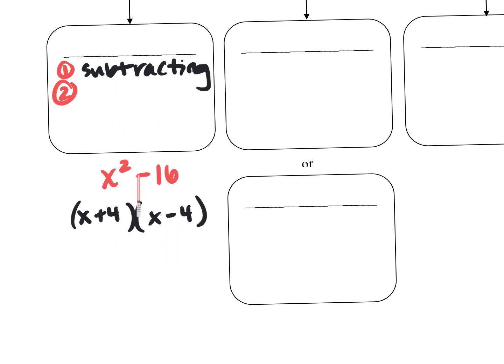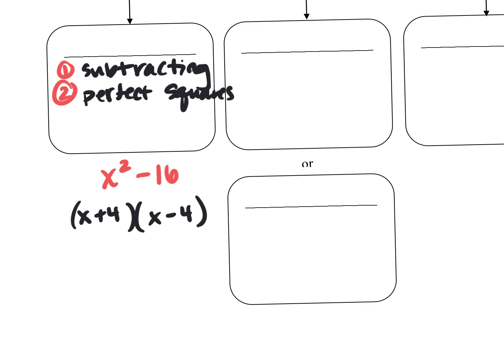Okay, so you can do this when they're subtracting between the 2, and these are both perfect squares. Meaning I can take the square root of x squared to get x. I can take the square root of 16 to get 4. So we got 2 requirements. Are they subtracting and are they both perfect squares?